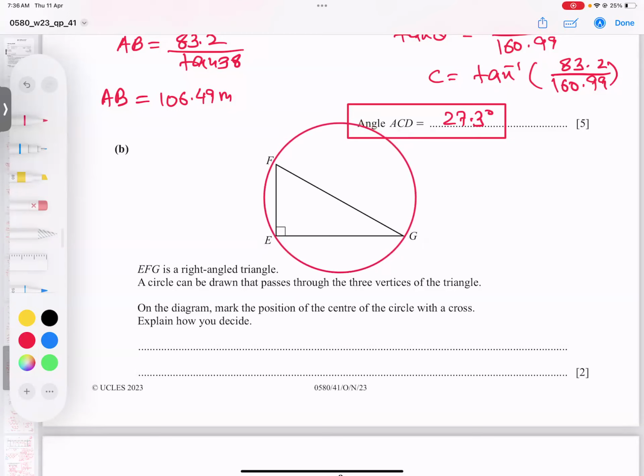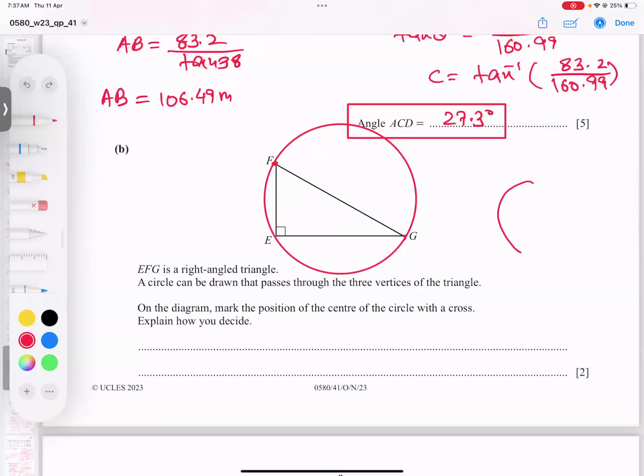Maybe, okay, to some extent. So see, this must pass from here, this must pass. So all 3 points lie on the circle, okay? And he said to mark the position of the center of the circle.